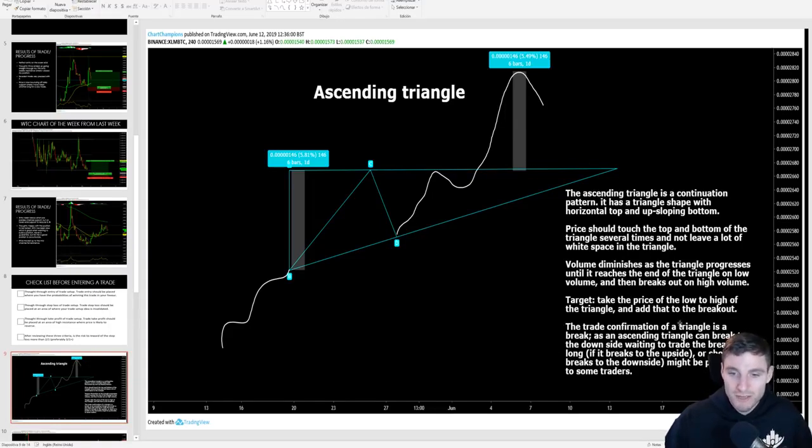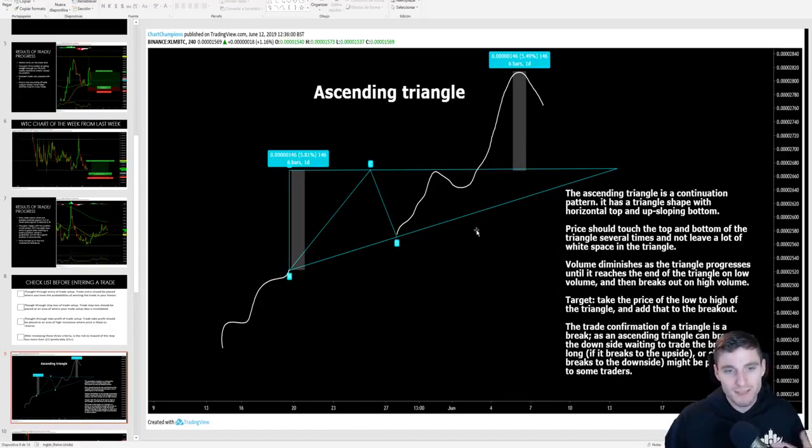So the trade confirmation of a triangle is a break, because ascending triangles, as mentioned earlier, can break to the downside as much as they can break to the upside. So a safer way to trade these would be waiting for the break to the upside, where you would go long, or if this broke to the downside, that would be your short opportunity. Basically, if you break to the downside with an increase in bearish volume, look for shorts. If you break to the upside with an increase in bullish volume, then look for your long positions.